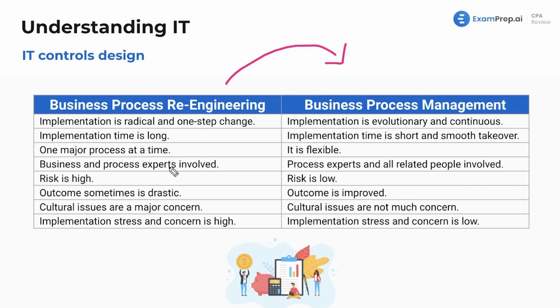Business and process experts are involved. You got to get everyone in on this because you're changing the whole process. There is high risk because you are just completely changing everything. It's like they took the iPhone and made it a circle, good example. Business process management is what they do currently, Apple, right? They take an iPhone and add a third camera on the back. Not too radical of a change. Outcome sometimes is drastic when we have a reengineering, and rightly so, we're completely radically redesigning the whole thing. Cultural issues are a main concern.